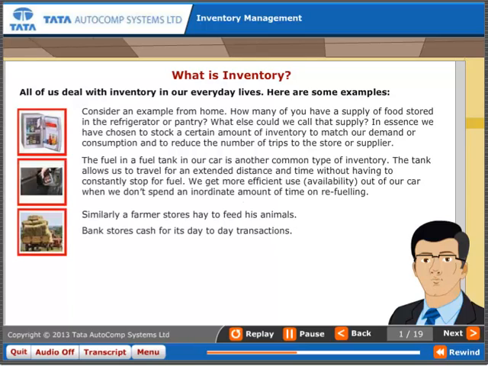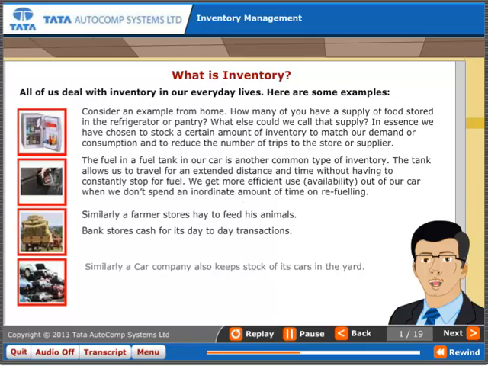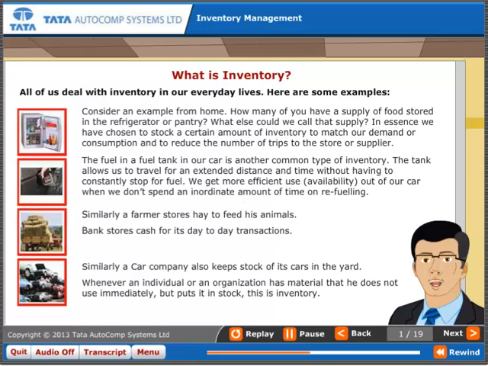A bank stores cash for its day-to-day transactions. Similarly, a car company also keeps stock of its cars in the yard. Whenever an individual or an organization has material that he does not use immediately but puts it in stock, it is called inventory.